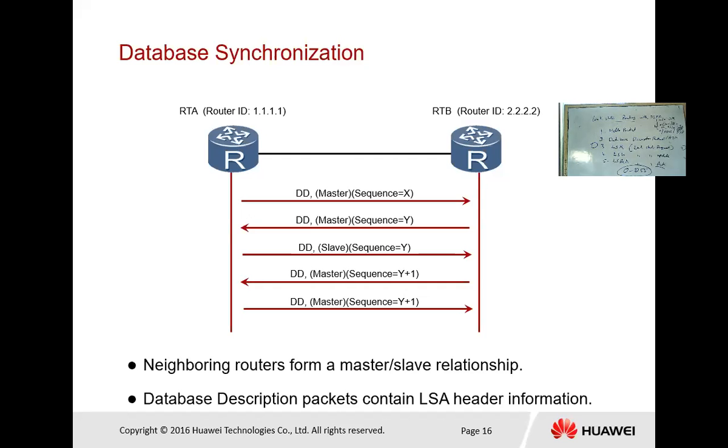During this process, the two routers form a master and slave relationship. Each database descriptor packet has a sequence number. Database descriptor packets sent by the master are acknowledged by the slave with the help of the sequence number.